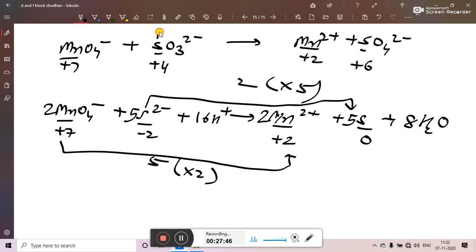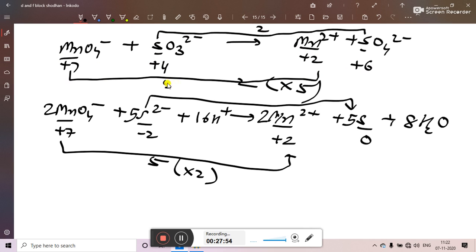So sulfur undergoes oxidation by 2 and Mn undergoes reduction by 5. So you have to multiply this with 5 and this with 2. So it will become 2 MnO4 minus plus 5 SO32 minus gives 2 Mn2 plus 5 SO42 minus. Then we have to balance the charges. On the right hand side total charge is 5 2s are minus 10 and plus 4, so that is minus 6. On the left hand side we are having the charge 2 minus and 10 minus, so 12 minus.